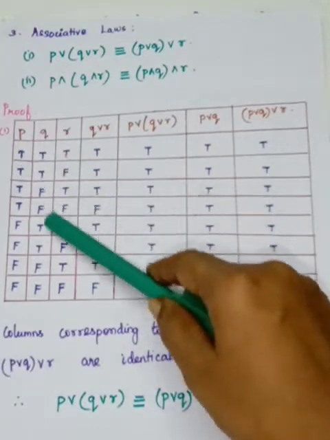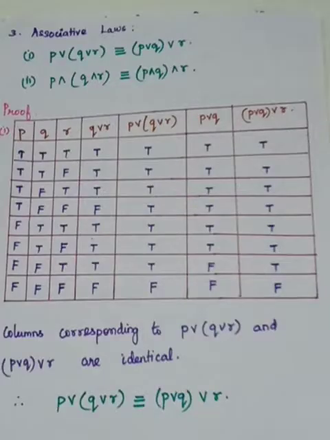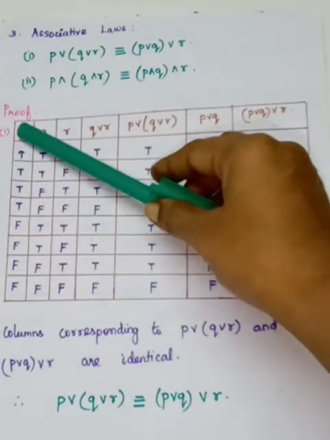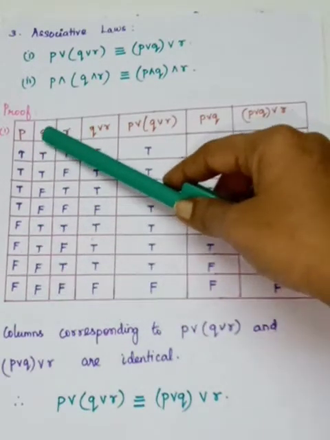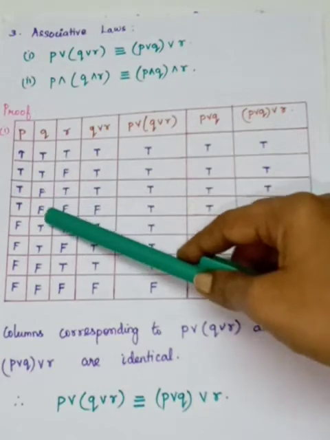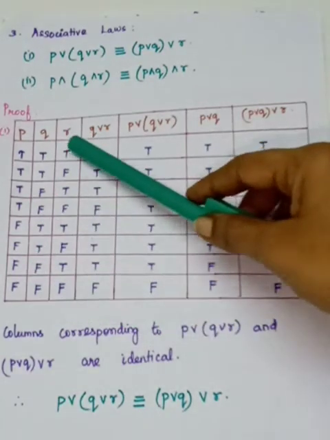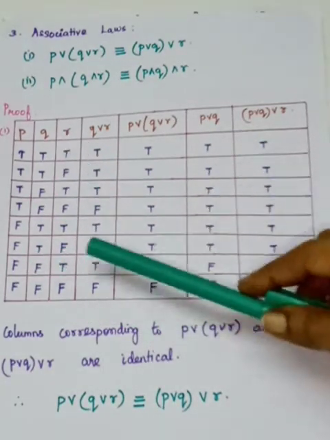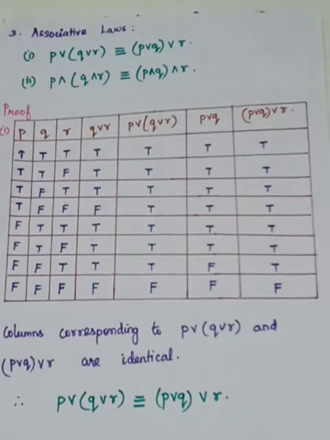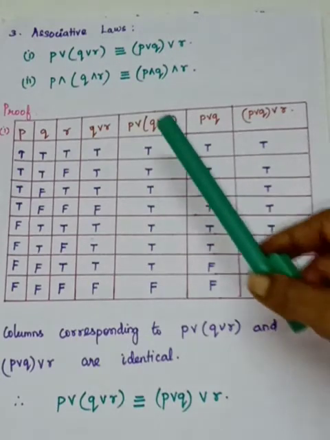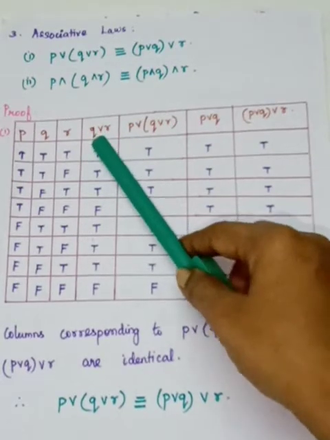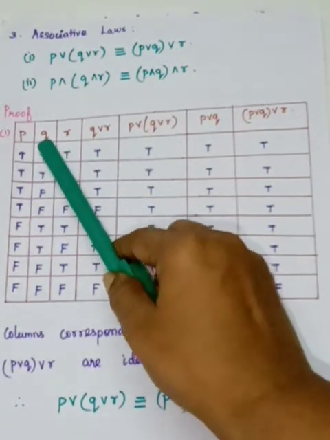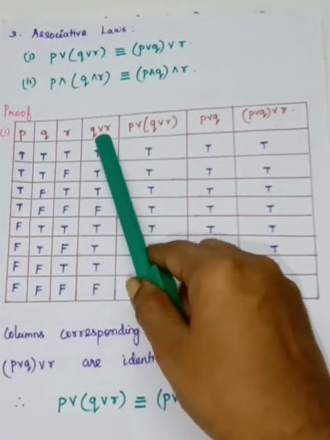See that there are three statements, so 8 rows I have written. Under the P column 4 true and 4 false are written. Under Q 2 true and 2 false are written, and under R 1 true and 1 false, alternately written up to 8 rows. So here the first bracket term is Q or R. So you have to see the second and the third column. R has to be used.